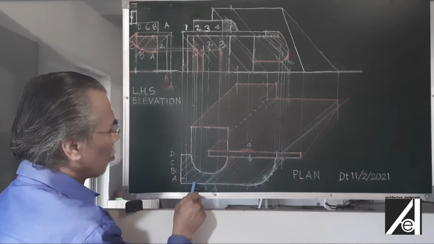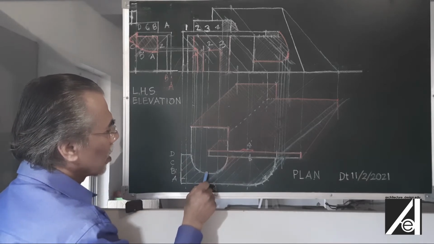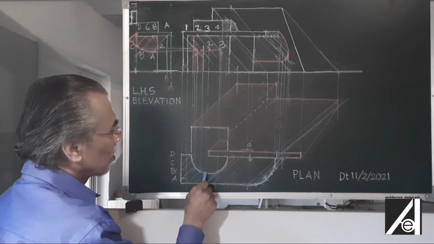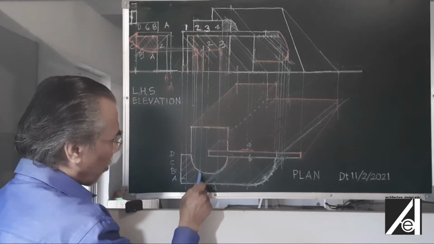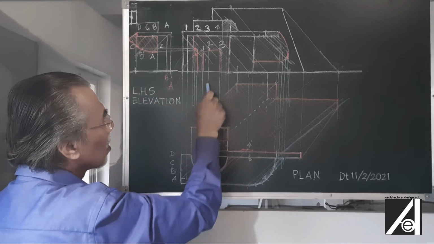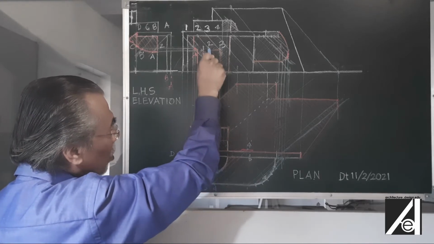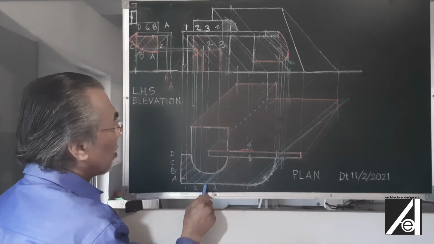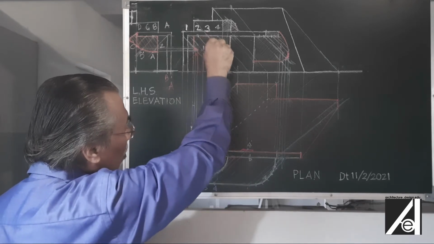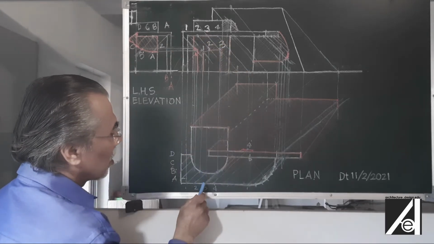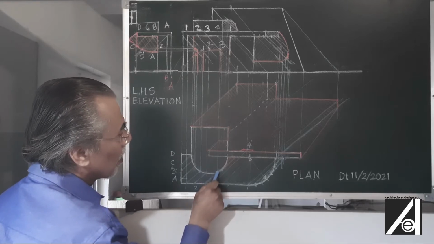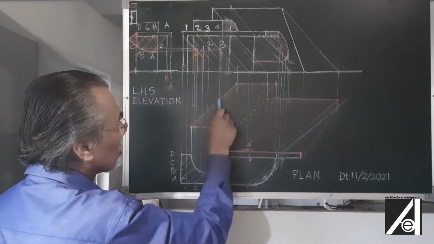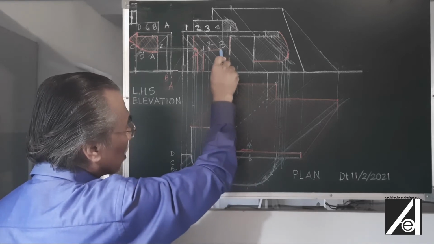Then, we go to 2. Similar way, 2 is projected on the plan, it strikes here. In the elevation, 2 comes like that. So, from here, we take it, and then wherever it intersects, that's the point 2. Similarly, point 3, we project on the elevation which comes along this line. In the plan, it is here. We project it here. That comes somewhere here. So, from here, I take it up, and then this is point 3.